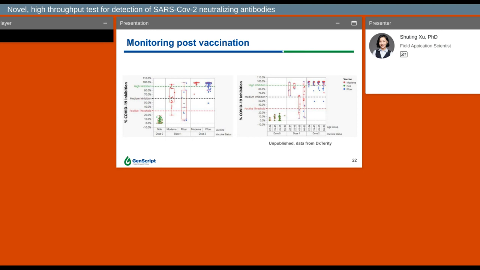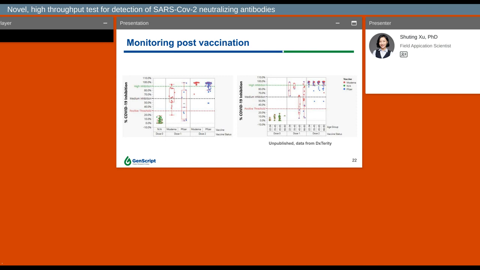So in the very end, I would like to give you some unpublished, very preliminary data from our collaborators, who have performed post-vaccination evaluation and monitoring of patients after vaccination and how they respond to the vaccine. In this study, the patients were vaccinated with either the Moderna or Pfizer vaccine, and they have quite different responses, especially after dose 1, as you see in the left figure.